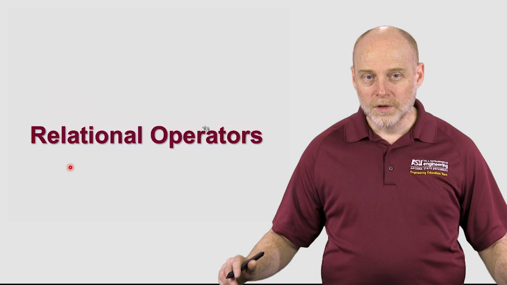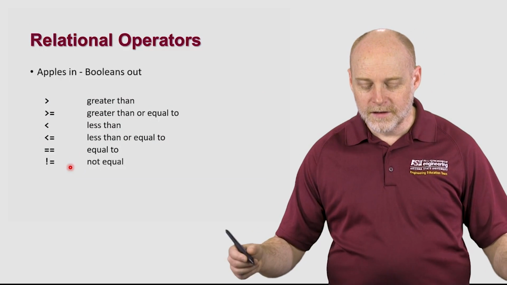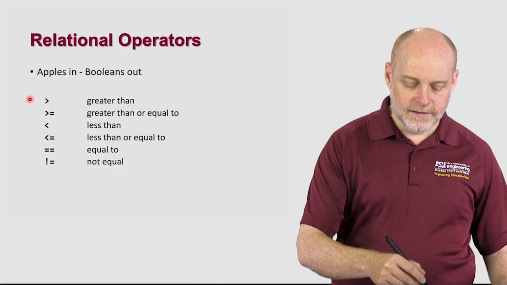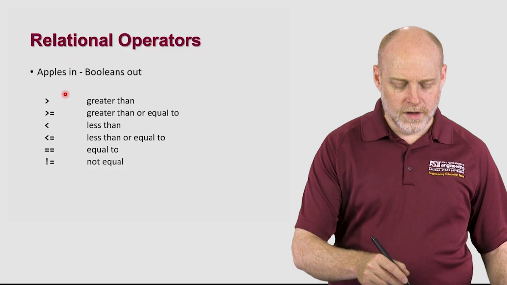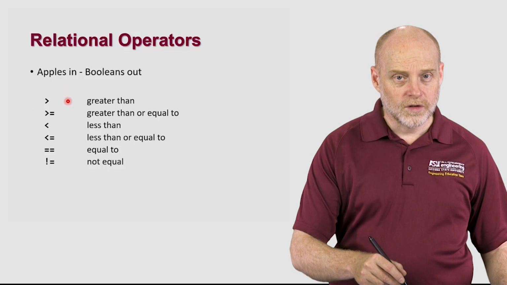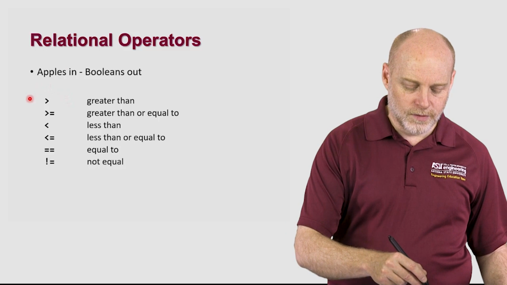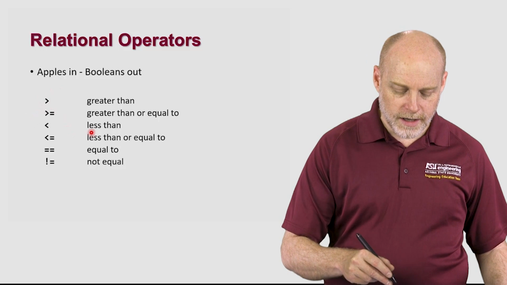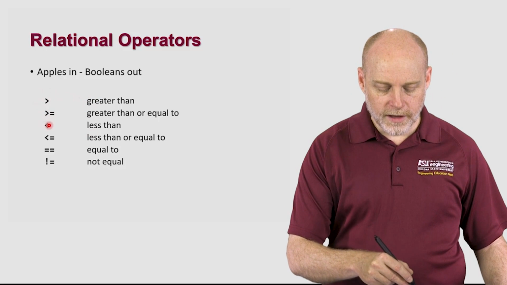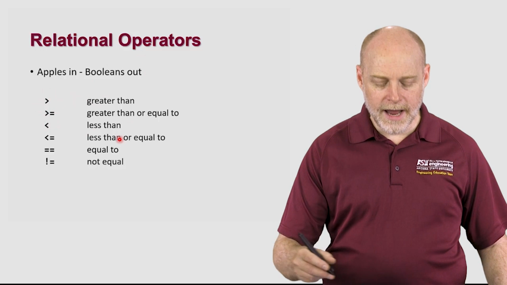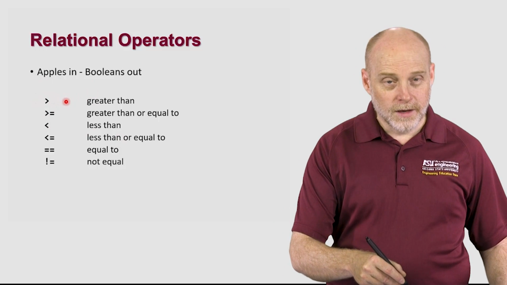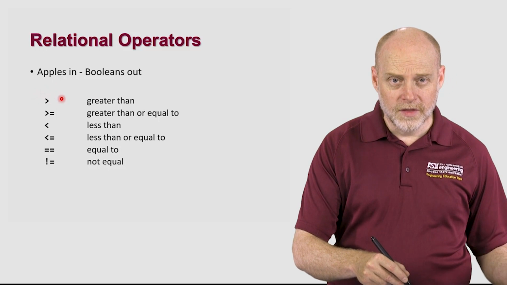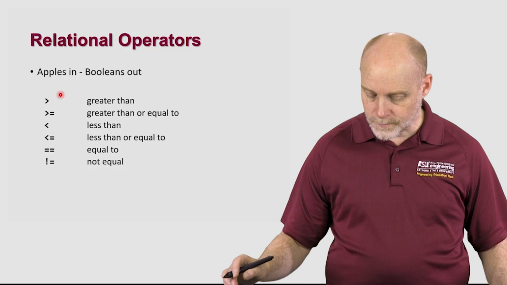So let's talk about relational operators. They're very similar in some ways and different in some important ways to the mathematical operators. In this case, we use them to compare values. And we can compare just about any kind of values as long as we're comparing values of the same type: an integer to an integer, or a float to a float, or a string to a string. And when we compare two values with the relational operators, we're going to get a Boolean output. So with the greater than operator, we're going to get a true output if the left-hand value is indeed greater than the right-hand value, and so on.